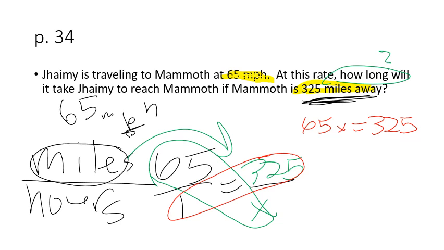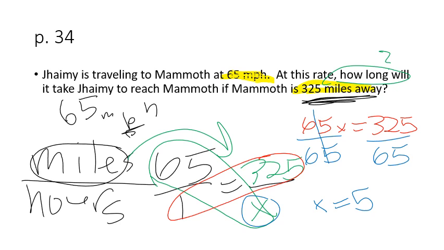Our last step, since we're doing 65 times x, the opposite of multiplying is dividing by 65 on both sides. 65 cancels out and x equals 5. So 5 what? 5 hours, 5 mammoths, 5 miles. The question was how long? The x was in the place of the hours, so our final answer is 5 hours.